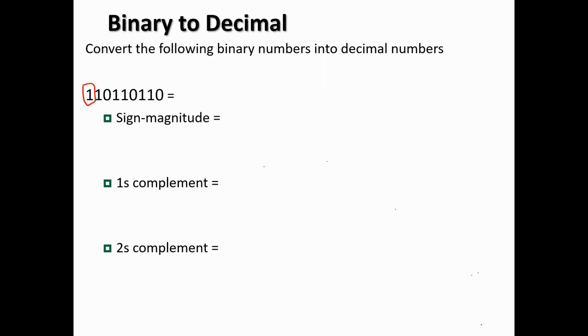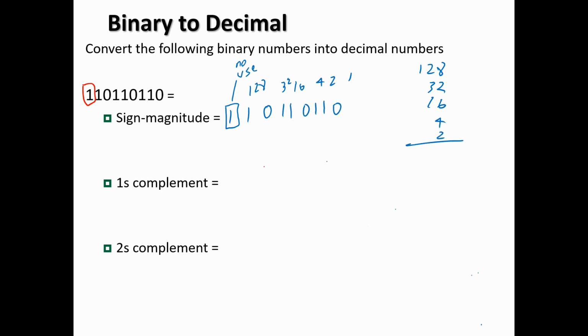So let's say, 1, 1, 0, 1, 1, 0, 1, 1, 0. So that's a 1, 2, 4, 8, 16, 32, 128. This one, we don't use it. No use in this case. So again, 128, 32, 16, 4, and 2. That's our 182, right? So that's again 10, 10, 2, 2. That's 4 and 4. That's 8. Also 182. And remember, we have this one, so it's a negative 182. Okay. What about the ones complement?